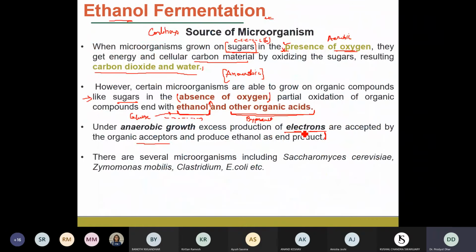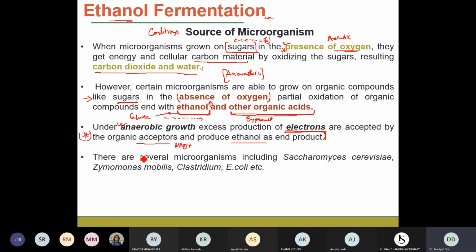In any biochemical pathway, there is always a transfer of electrons. In the case of anaerobic growth, whatever electrons are produced are accepted by an organic acceptor. One of the organic acceptors is NAD+, which converts into NADH, and then helps in the production of ethanol. You will understand this point when we look into the biochemical pathway.